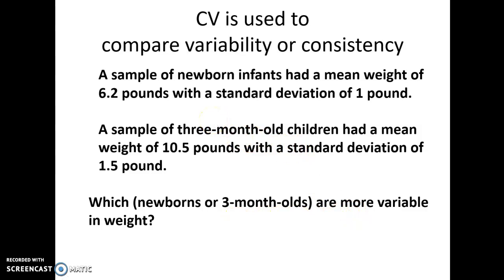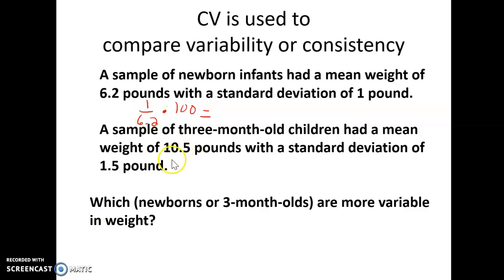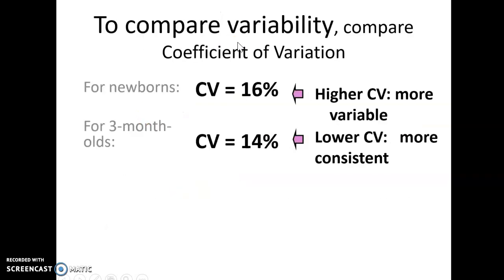So we're going to take our standard deviation and divide by our mean, and then we're going to times it by 100. So what is 1 divided by 6.2 times 100? And then what is also 1.5 divided by 10.5 times 100? What do they equal?